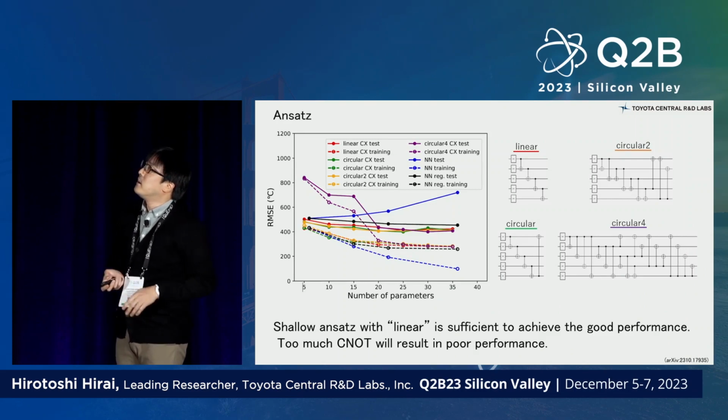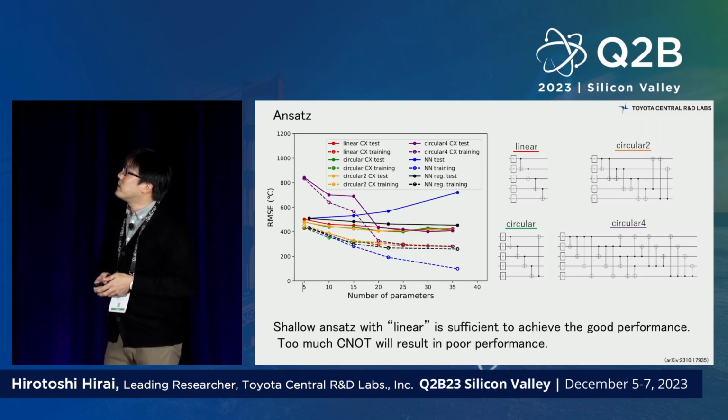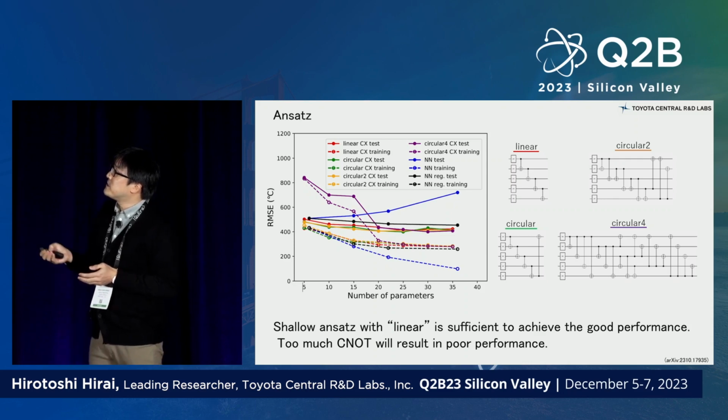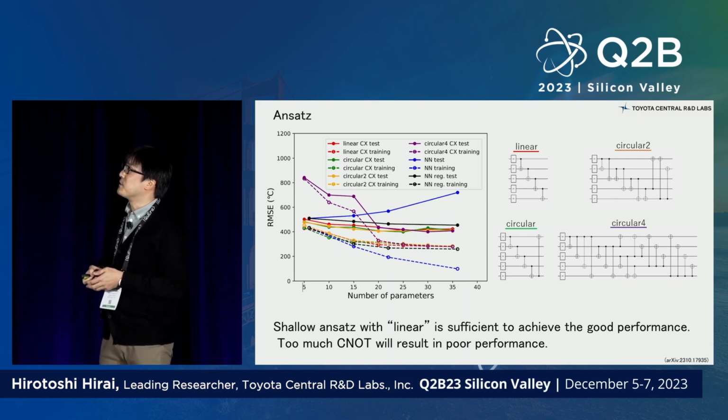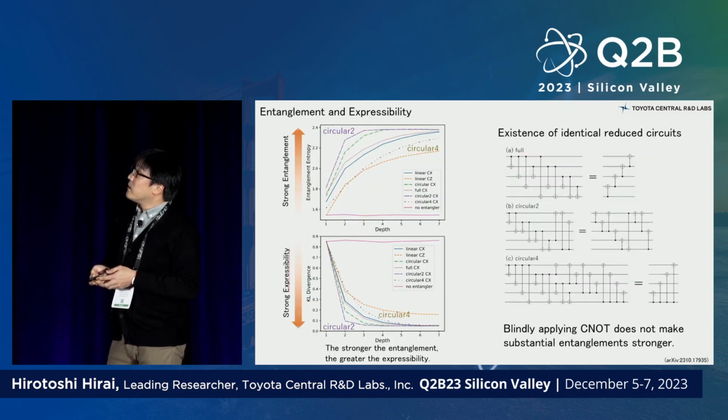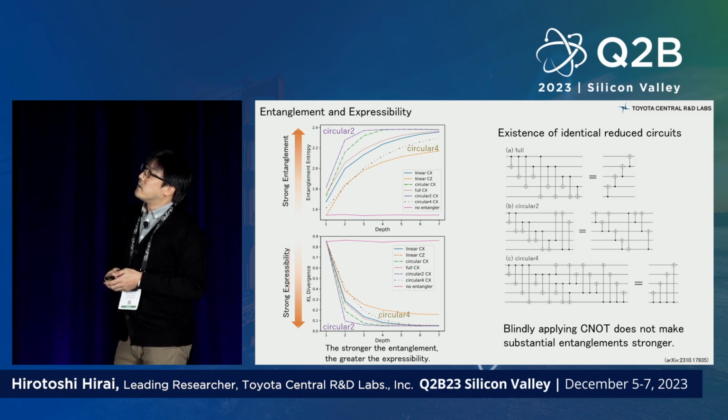Next, I tried some entanglers in the ansatz. We tested several entanglers, but surprisingly, overly complicated CNOT gates result in poor performance. On the other hand, a shallow ansatz with linear entanglement is sufficient to achieve good performance. To clarify why, we evaluated the entanglement and expressibility of the ansatz.